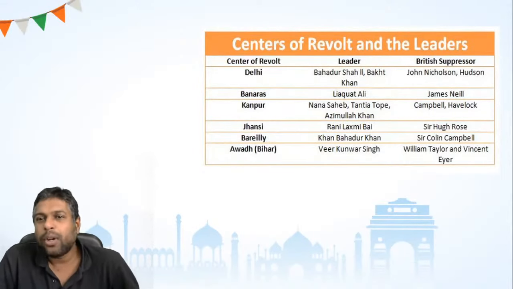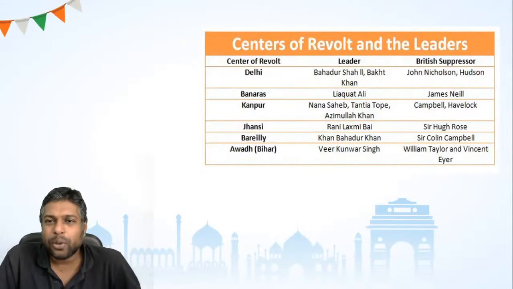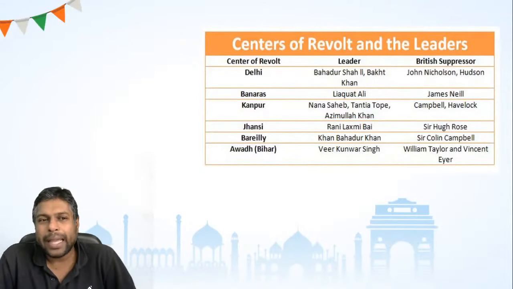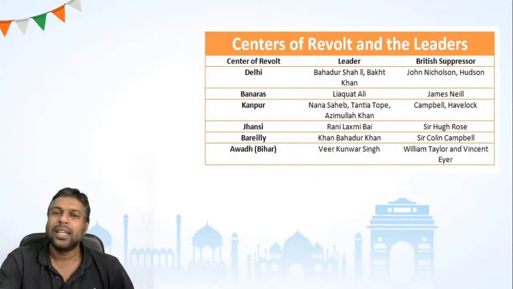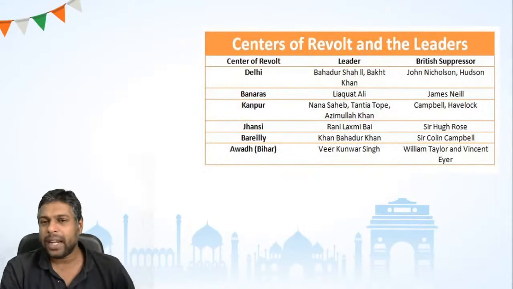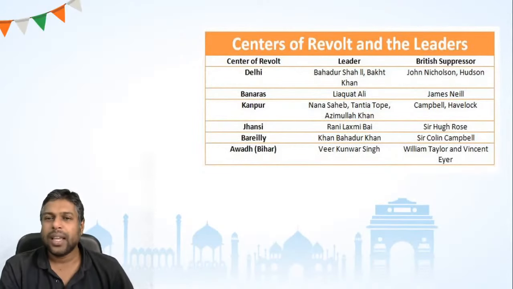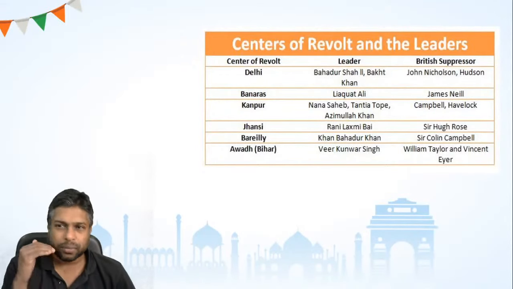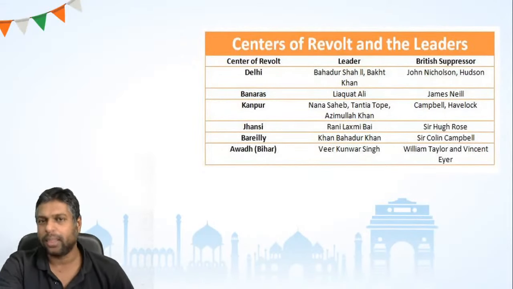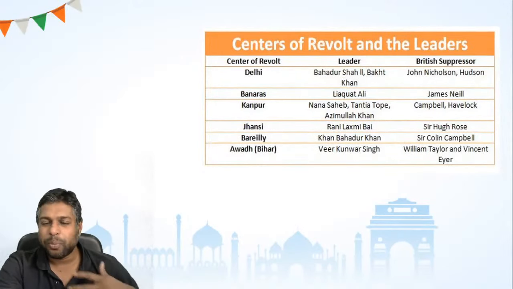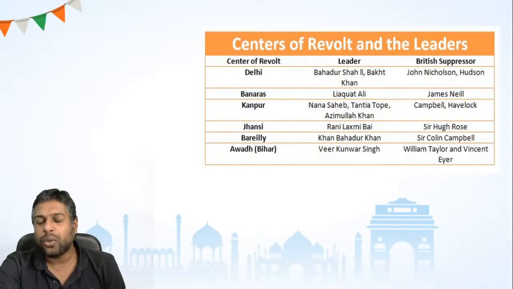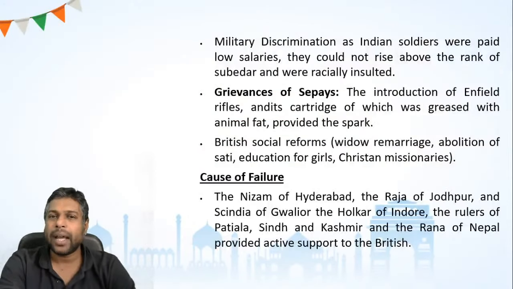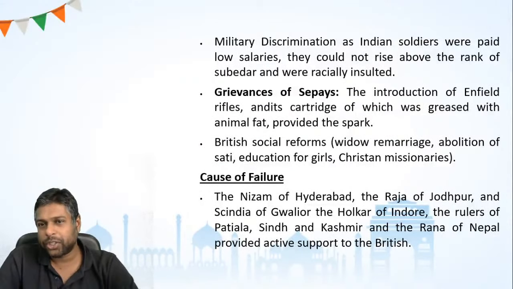Nana Sahib, Azimullah Khan, Tantia Tope in Kanpur. Maharani Lakshmi Bai of Jhansi, of course, through the course of the 1857 War of Independence, in Bareilly, in Awadh. There were a lot of these protests that were going on with quite a bit of strength, right? With not just protest energy, but also use of military force against the British, right?